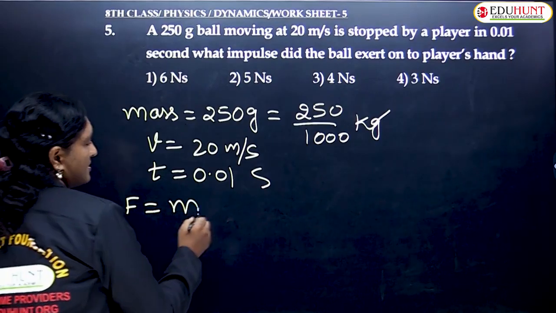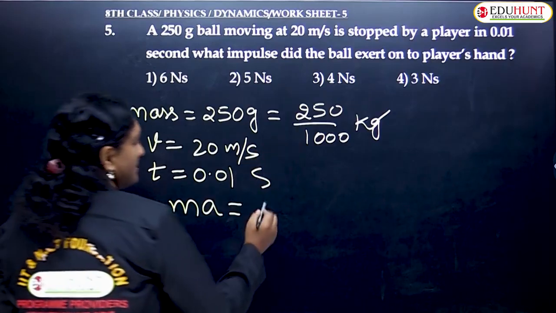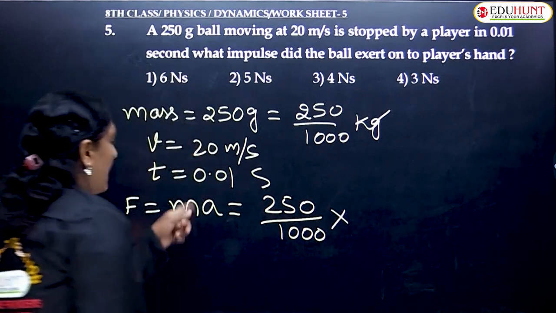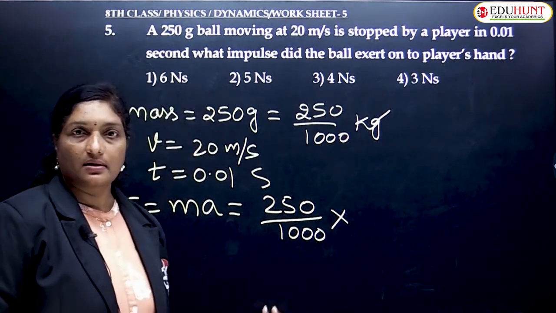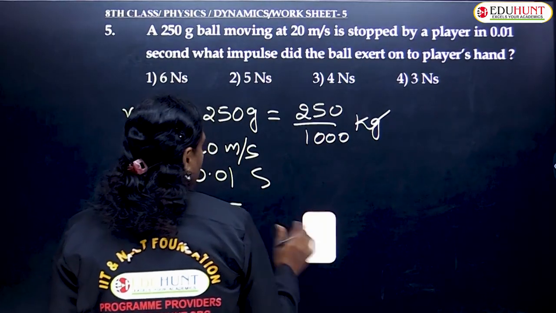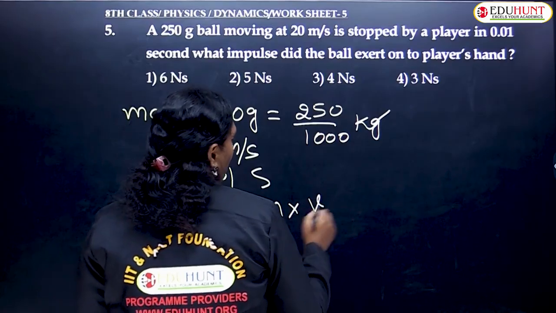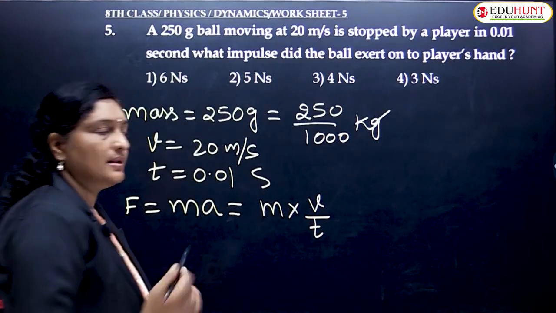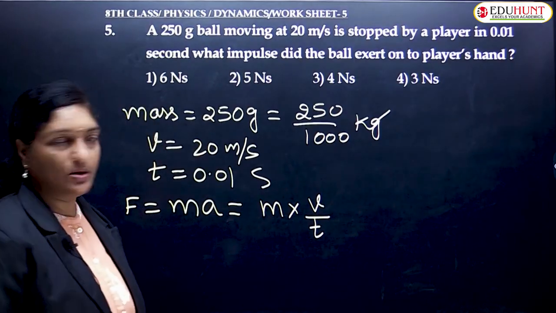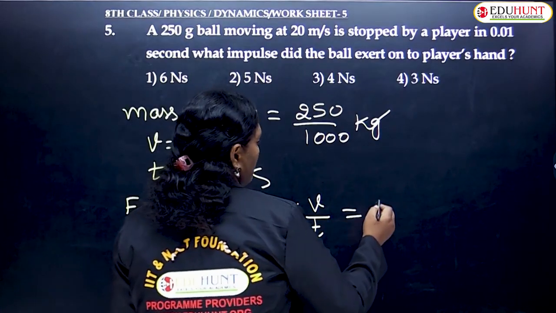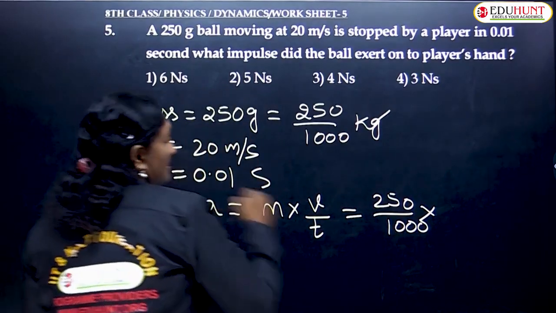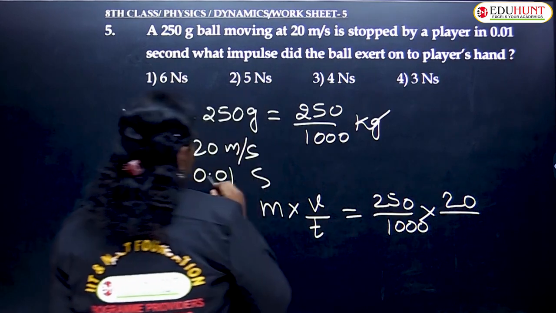What is the formula for force, children? Mass into acceleration. How much is the mass? 250 by 1000, into acceleration. Acceleration is nothing but the rate of change of velocity. So I can simply write it as mass into change in velocity by time. The velocity was 20 meter per second, and the other velocity was 0 because it was stopped. The change is 20 minus 0, which is 20 itself. So mv by t, where m is 250 by 1000, velocity is 20, and time is given as how much?